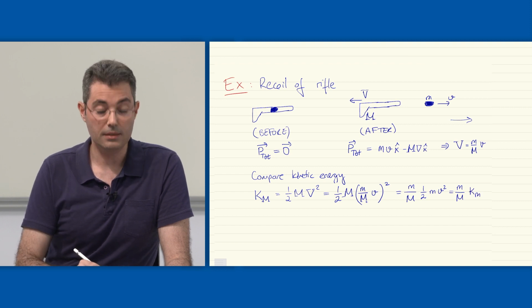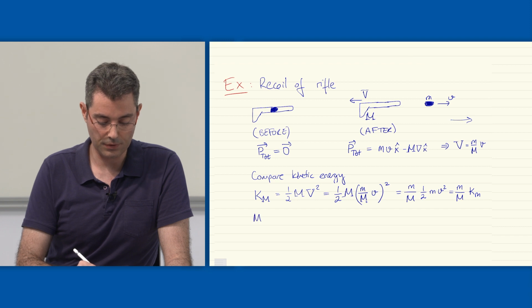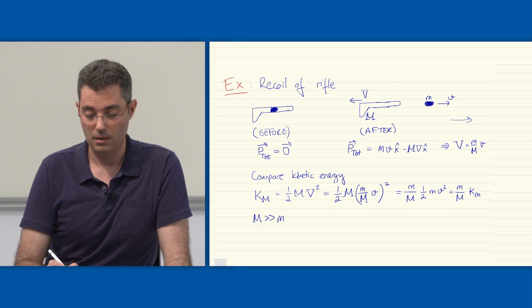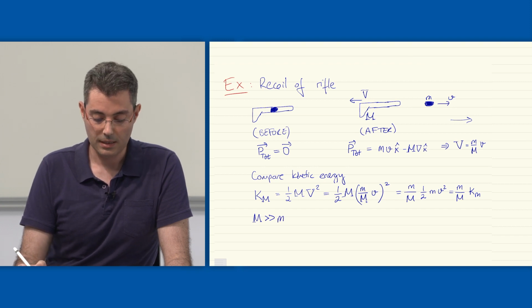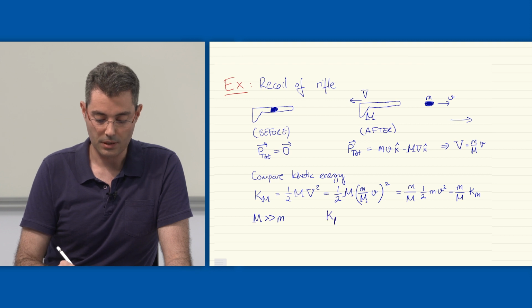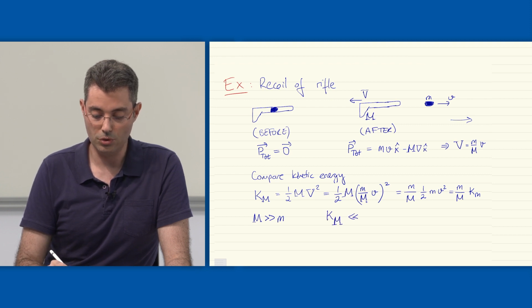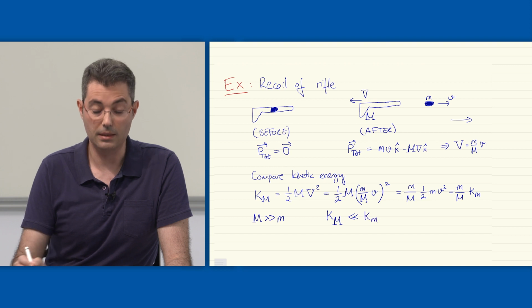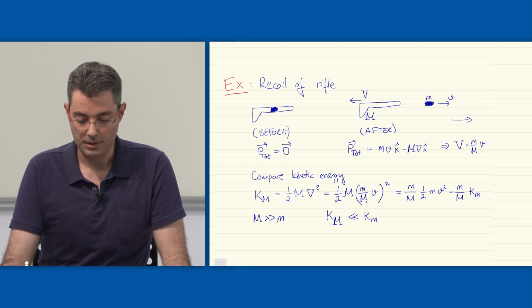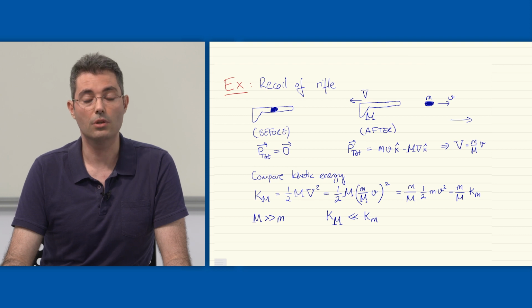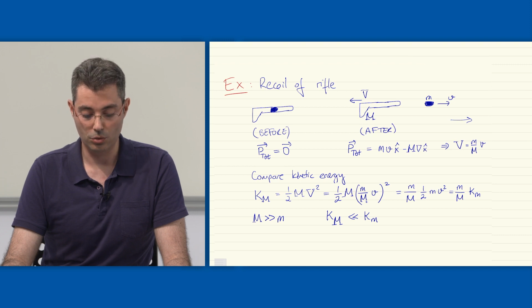So we can usually safely assume that the mass of the rifle is probably much bigger than the mass of the bullet. So we see that the kinetic energy of the rifle after you shoot the bullet is much less than the kinetic energy of the bullet. So this was the first example where we used conservation of momentum in order to find the velocity after the firing of the bullet in terms of the initial quantities.